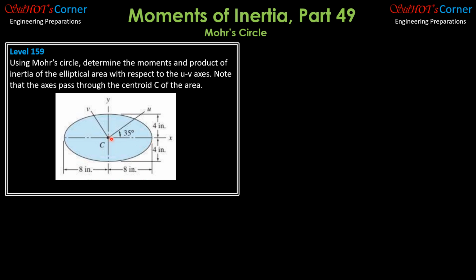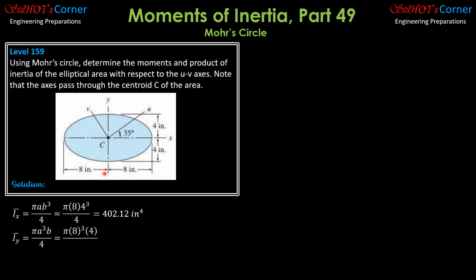For the solution, we compute Ix, which for the ellipse is pi A B cubed over 4. So I bar x, or Ix, is equal to pi times 8 times 4 cubed over 4. In decimal, it is equal to 402.12 inches to the fourth. Likewise, I bar y, or simply Iy, is equal to pi A cubed B over 4, so pi times 8 cubed times 4 over 4. In decimal, it is equal to 1608.5 inches to the fourth.